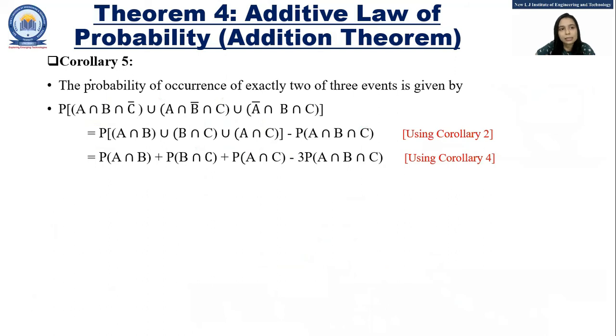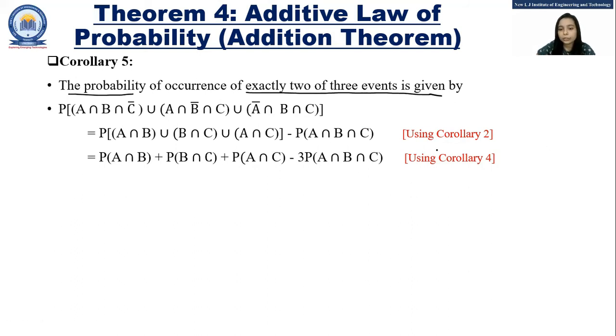Now the next is corollary 5. The probability of occurrence of exactly 2 of 3 events is given by P of A intersection B intersection C bar. That means A and B happen, but C doesn't happen. Or A and C happen, but B doesn't happen. Or we can say that B and C happen, but A doesn't happen. So any of these could happen. So for that, using corollary 2, we can write.